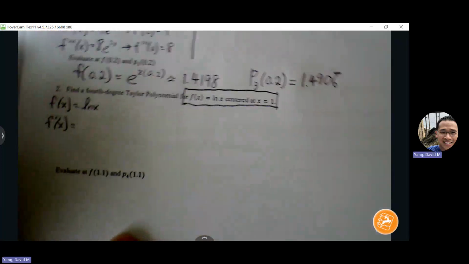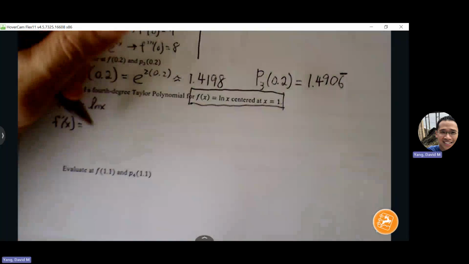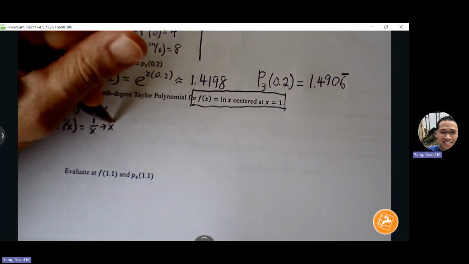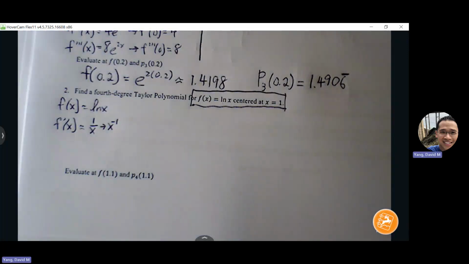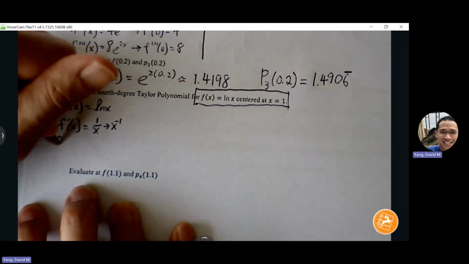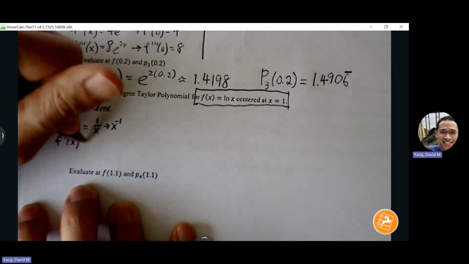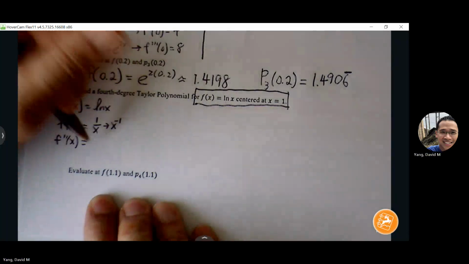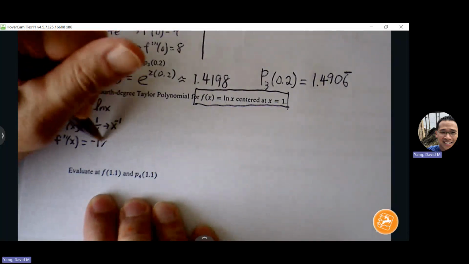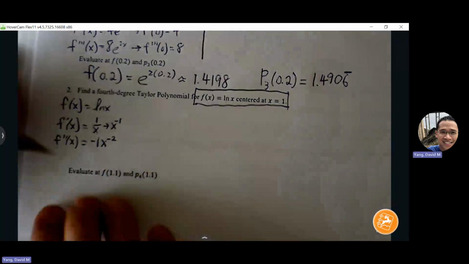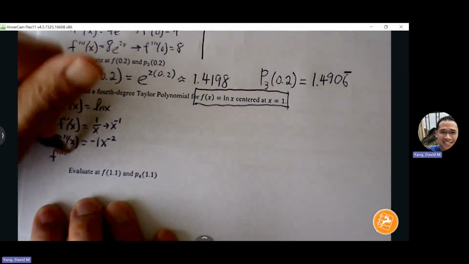What's f prime? 1 over x. I'm going to bring that x up to the top so that I can get it ready for the next stage. I prefer not to go through quotient rule here. Okay, f double prime of x. What's the power rule there? -1 times x to the -2. Right, derivative. And then the third derivative.